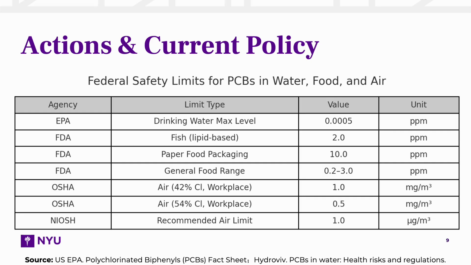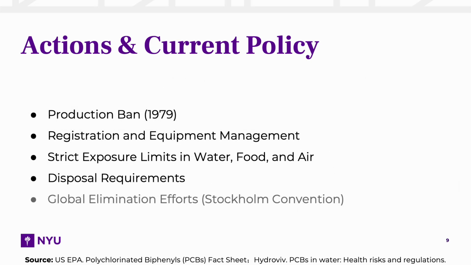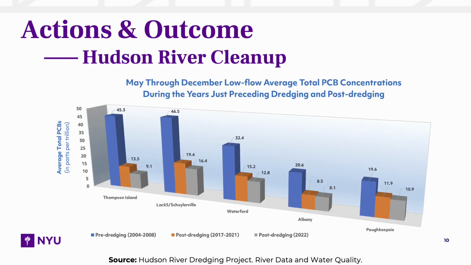Here you can see the safety threshold set for water, food, and air. For example, the EPA limits PCB levels in drinking water to just 0.005 ppm, and the FDA allows no more than 2 ppm in fish. Fourth, there are regulations about how to safely dispose of PCB waste and contaminated materials. And lastly, although the U.S. hasn't formally ratified the Stockholm Convention, it has still voluntarily followed many of its elimination targets.